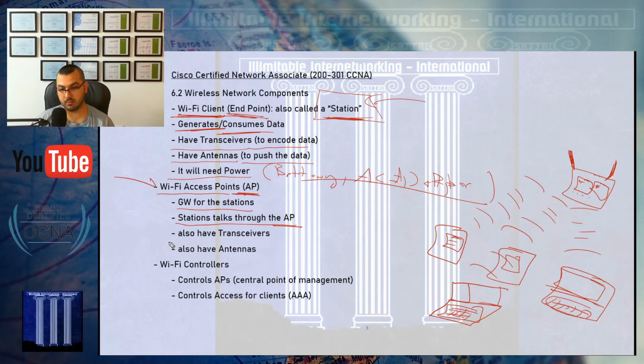Of course, stations do have some transceivers and antennas, depending on the quality and the number of antennas and transceivers also. Why? Because they are receiving your upload data from your device and sending the download data to your device. So it's clear to that.